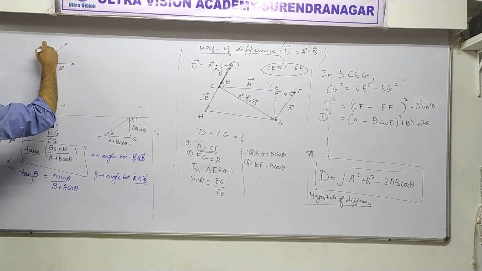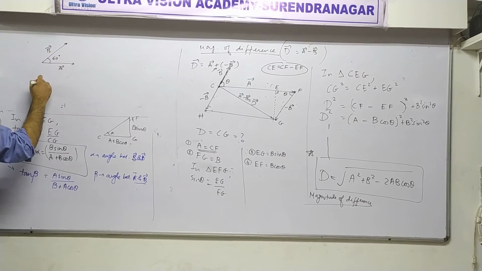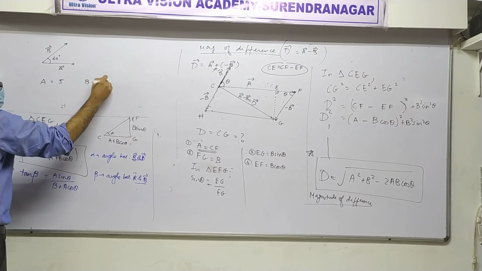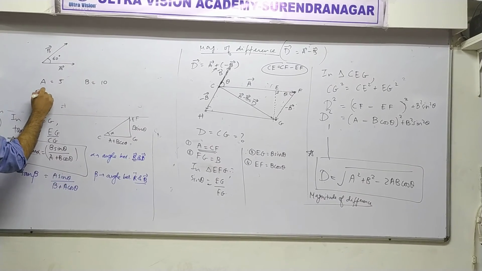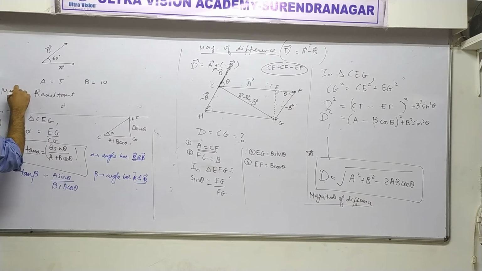So suppose you have got two vectors A and B and the angle between them is, let's say, 60 degrees. A has magnitude 5 and B has magnitude 10. Then can you find the magnitude of resultant? Do it. Hurry up, come on.